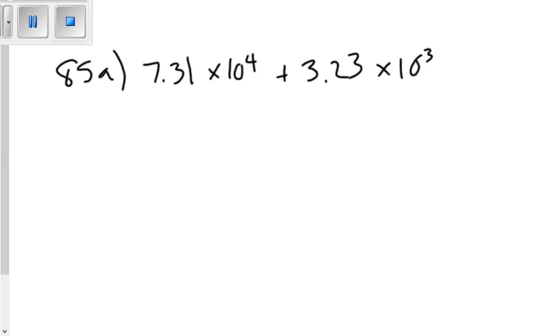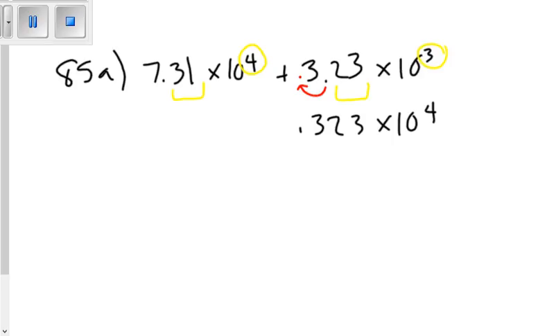And remember, when you're adding, you're only looking at the significant figures to the right of the decimal. So in my answer, because I have 2 in each of these, I've got to have 2 figures to the right of the decimal in my answer. Now, can I add these just as is? No, because the exponent values are not equal. So I'm going to change the 3.23, move the decimal point over to 0.323 times 10 to the 4th.